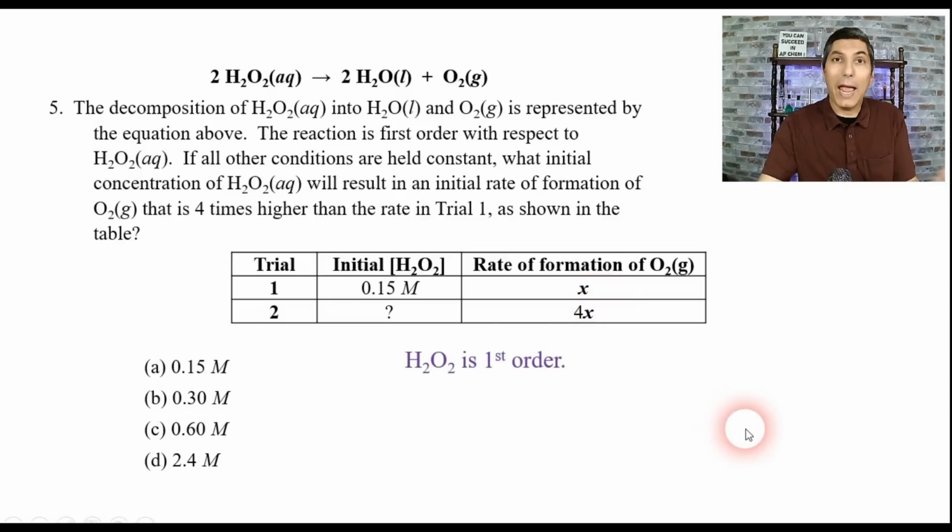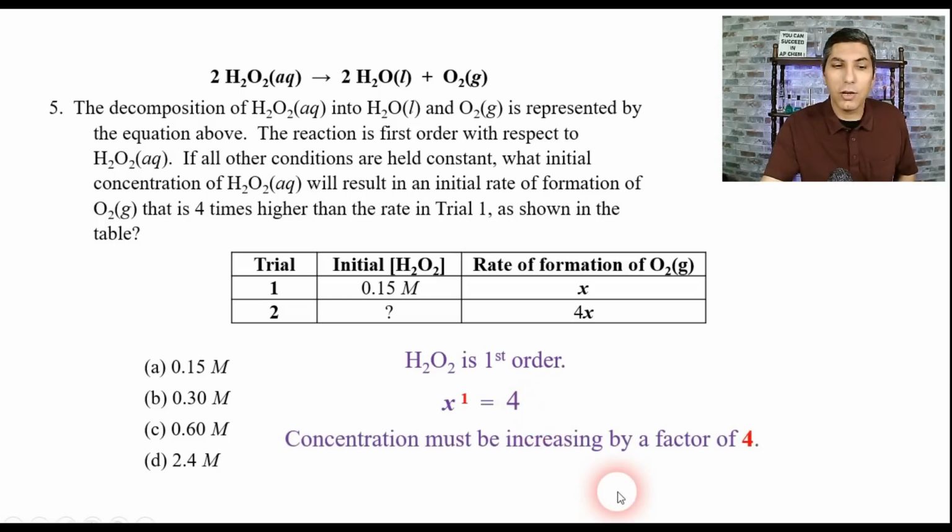Now, if this reactant is first order, H2O2 is first order here, that means that if we have a rate that's quadrupling, whatever the concentration is doing, it's going to be affected by a power of 1 because it's first order. And so basically we just have to answer this question: what to the first power equals 4? And I think we all know that that is 4. So that means that the concentration must be increasing by a factor of 4. And since that's the case, 0.15 molar times 4 is equal to 0.60 molar. And so that's why the answer is choice C for question number 5.